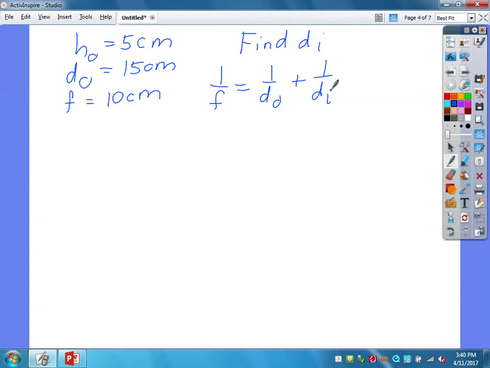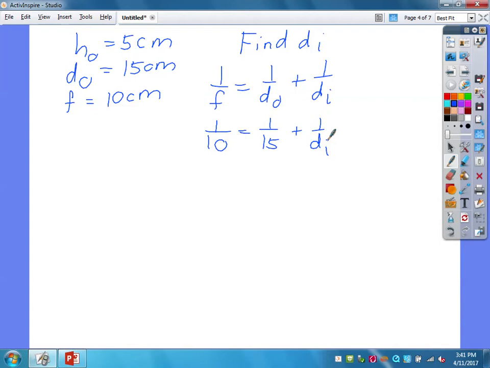Now, I don't want to stop you. If you absolutely feel comfortable, and I have no problem with it, you can definitely plug this in as 1 over 10 equals 1 over 15 plus 1 over DI and try to solve. That is fine. There is zero problem with that, as long as you do it correctly and obviously take the inverse of your final answer. So there's nothing wrong with that.